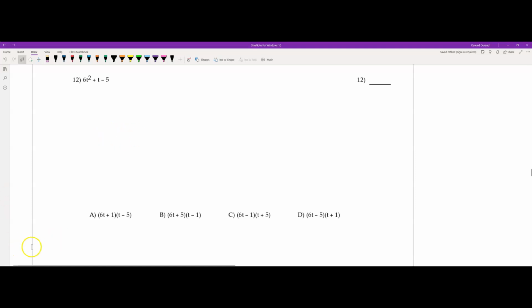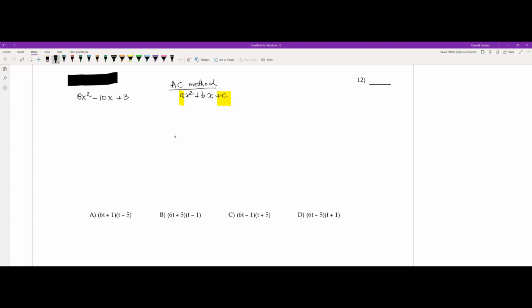All right, so for this problem, we're going to use a method called the AC method, right? The AC method stems from the format of this trinomial, which is ax squared plus bx plus c. What we're going to do is use the coefficient of the first term, which is a, and the coefficient of the last term, which is c. Okay? All right, so it goes as follows.